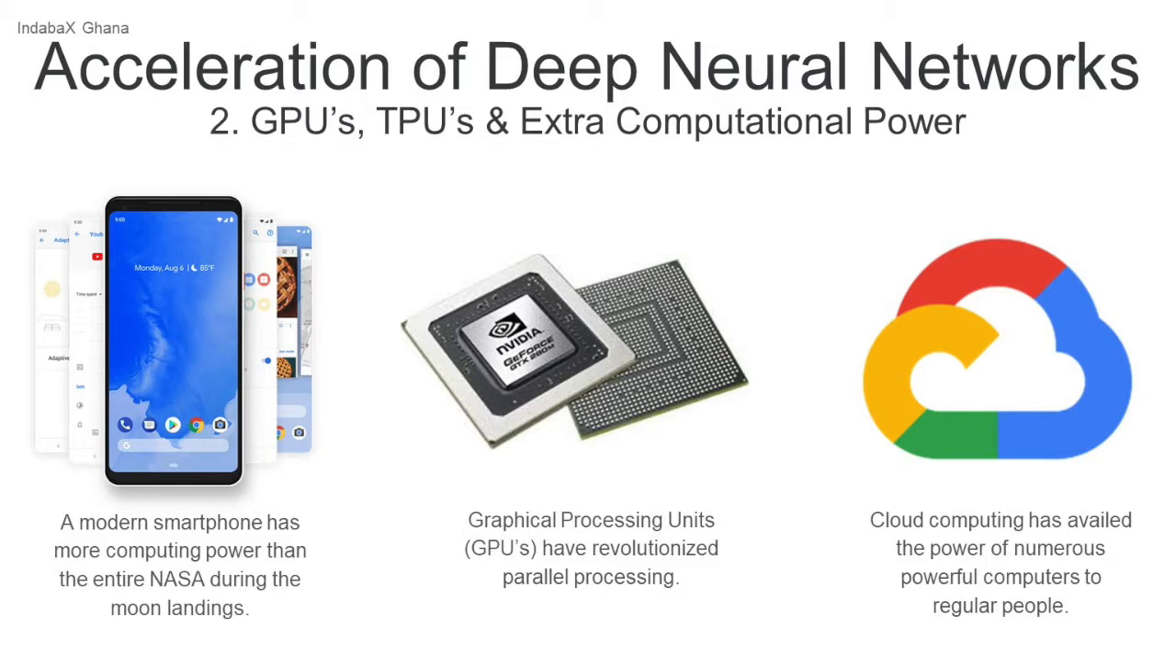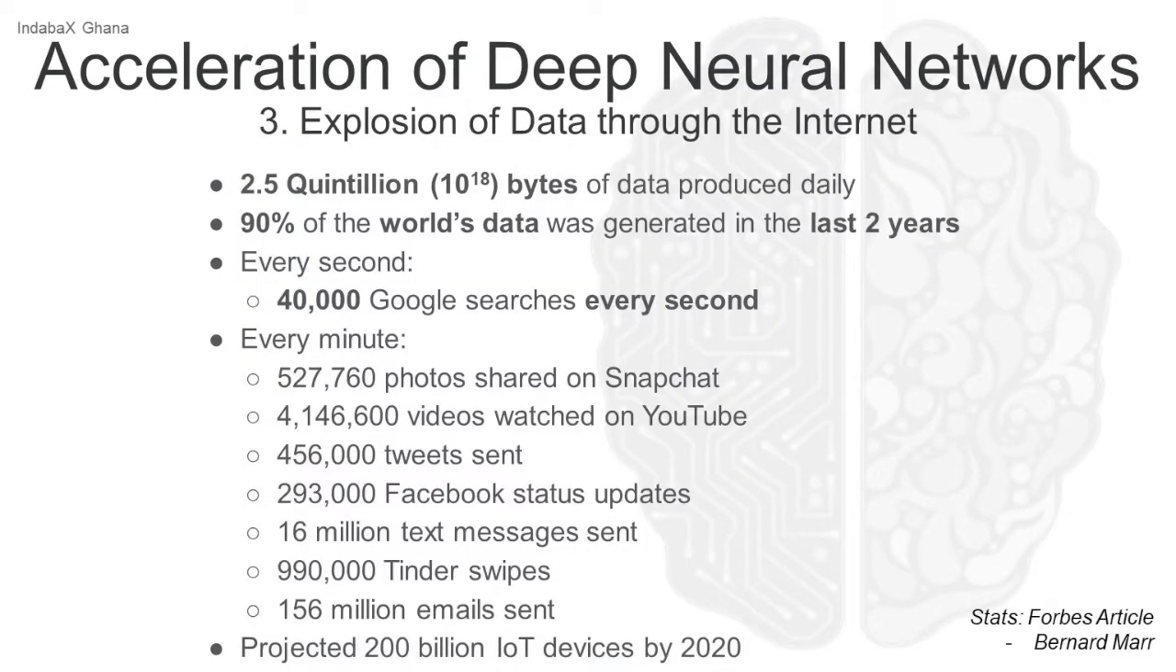And then the last thing is the explosion of data. Now that everybody has a smartphone, and mind you, these statistics are from 2016. As of 2016, it was said that 2.5 quintillion bytes, 10 to the power 18 bytes of data, are produced daily, in 2016, 3 years ago. 90% of the world's data was generated in the last 2 years. So out of all the data in the world, as of 2016, 90% was produced from 2014 to 2016.